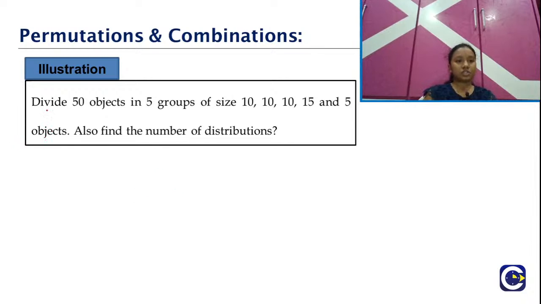So just read the question. Divide 50 objects into 5 groups of sizes. Initially we dealt with 2 as well as 3, but here they are dividing into 5. They have also mentioned the sizes: 10, 10, 10, 15 and 5, which means 3 are of equal size and the other 2 are of different sizes. So it's a combination of our 2 cases, where the first case is the not-equal condition and the second case is the equal-size condition. Both will be combined in this question, so it's an application of both the cases.